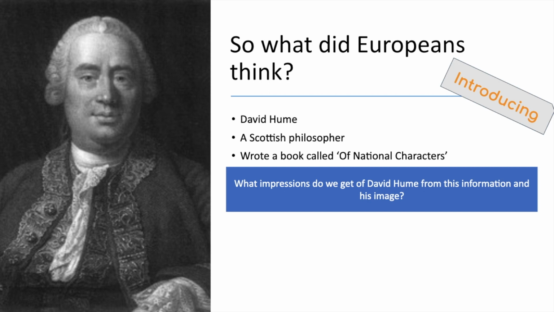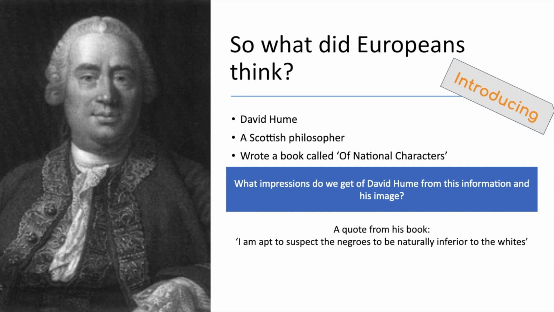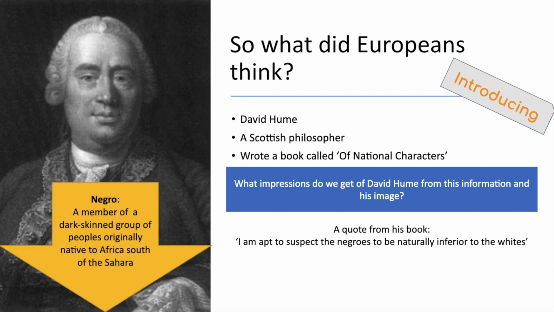Let's have a look at a little bit more information. Here's a quote from his book. "I am apt to suspect the Negroes to be naturally inferior to the whites." Now, I want us to have a look at the definition of Negro. A member of a dark-skinned group of peoples originally native to Africa south of the Sahara.